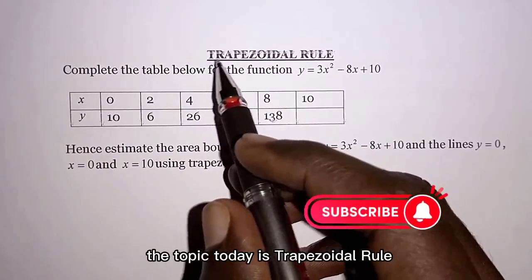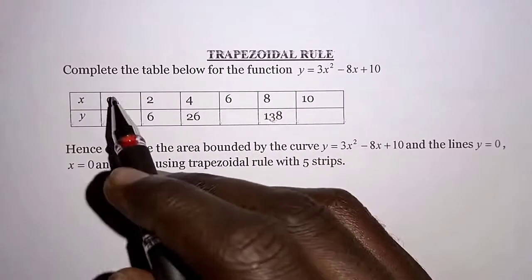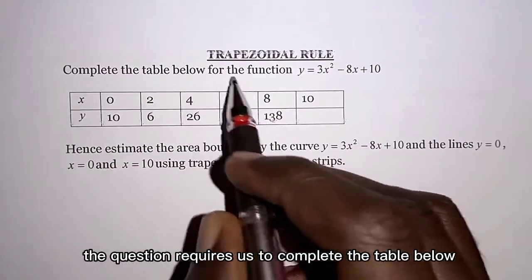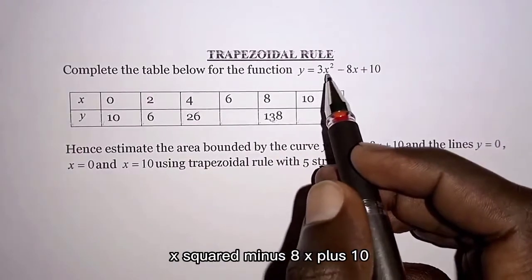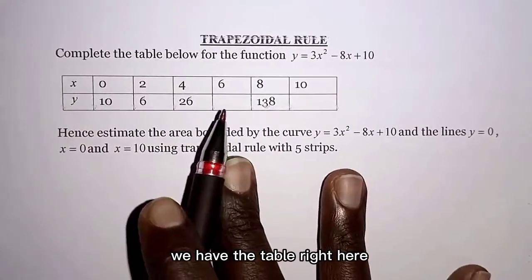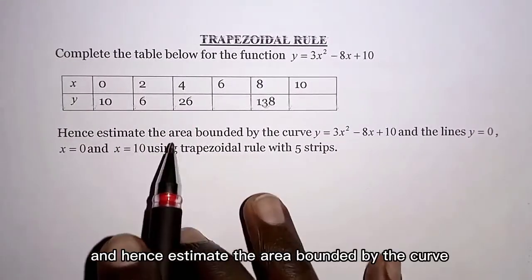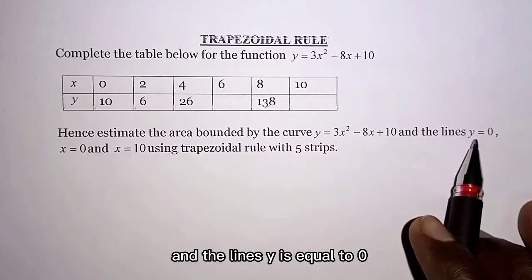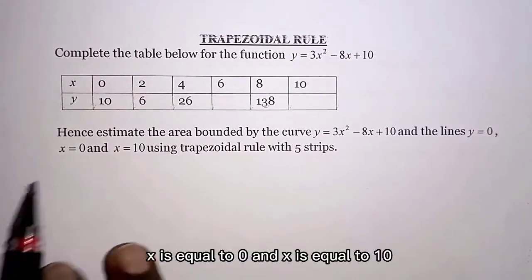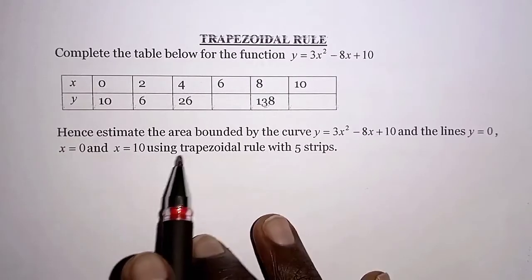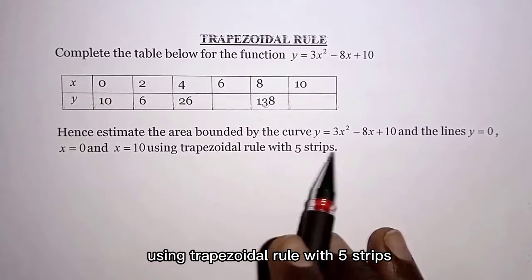The topic today is the trapezoidal rule. The question requires us to complete the table below for the function y = 3x² - 8x + 10. We have the table right here, and hence estimate the area bounded by the curve and the lines y = 0, x = 0, and x = 10, using the trapezoidal rule with 5 strips.